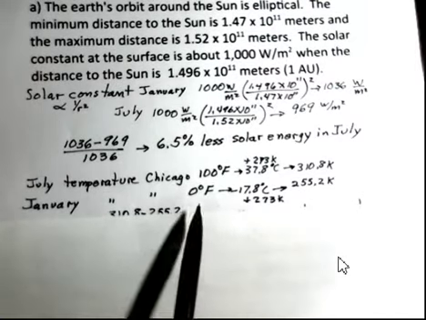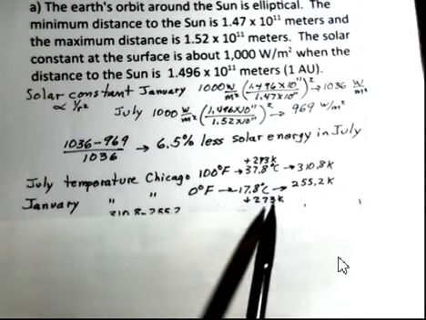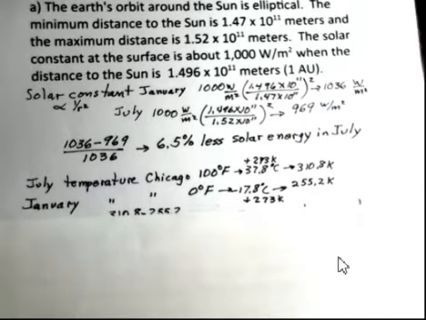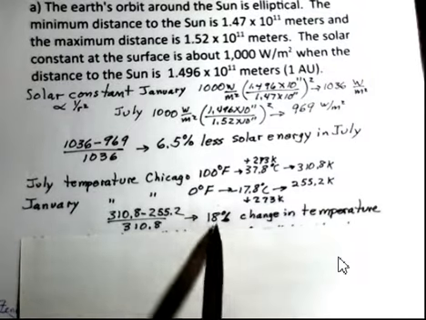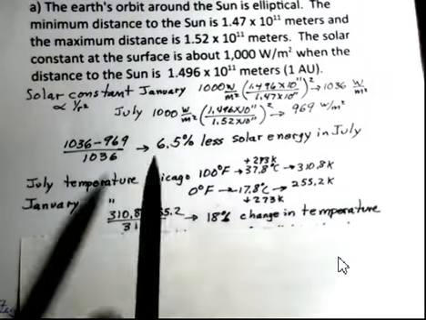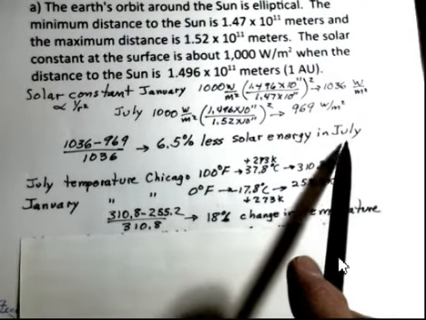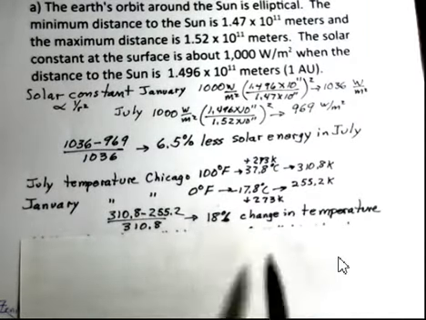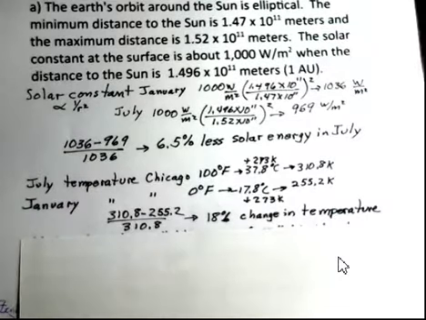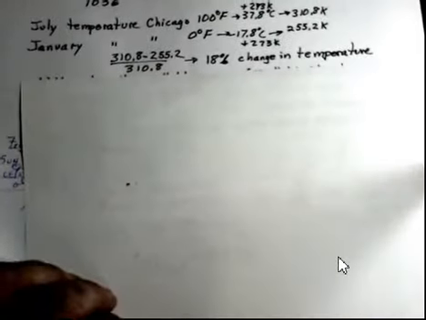The January temperature, 0 degrees Fahrenheit, converts to negative 17.8 degrees Celsius, and adding 273 gives us 255.2 K. And finding the percent change in the temperature, it's 18%, but these are in opposite directions. This would imply that we ought to be cooler in July. That's not true. Chicago is warmer, and it's warmer by 18%, roughly. So there we have some reasoning that the distance to the sun does not control the seasons.